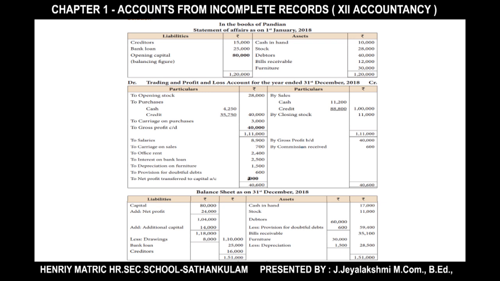59,400. Bills receivable, how much we are having? 30,100. Furniture 30,000. They have calculated 5%, so it is 1,500. So totally you get 28,500. Finally we have how much? 1,51,000 is the total. So that's all. By this, this chapter is done.